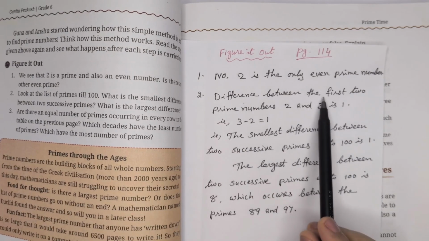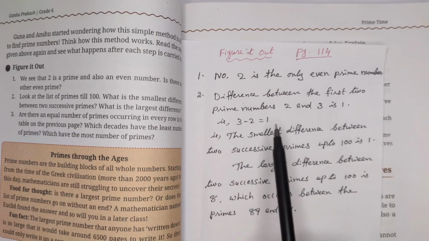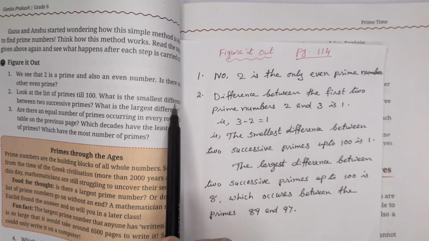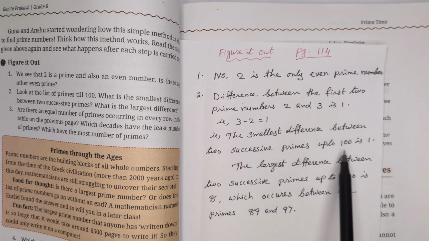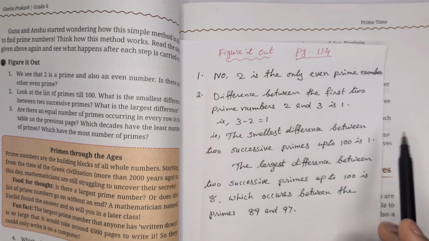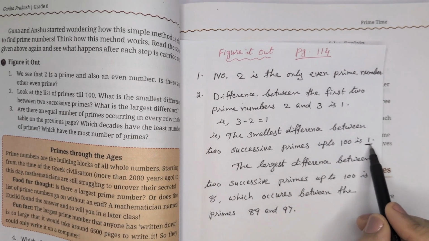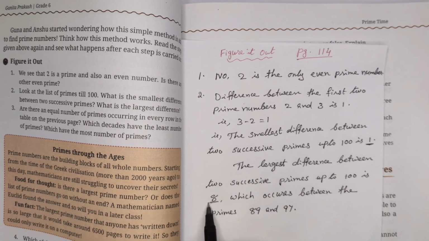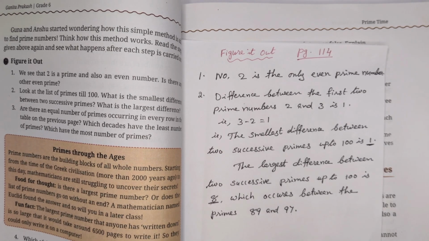The difference between the first two prime numbers, 2 and 3, is 1, since 3 minus 2 is 1. So the smallest difference, here two parts are there. Find the smallest difference between two successive primes. The answer up to 100 is 1. And the largest difference between two successive primes up to 100 is 8. That is coming in between the primes 89 and 97.